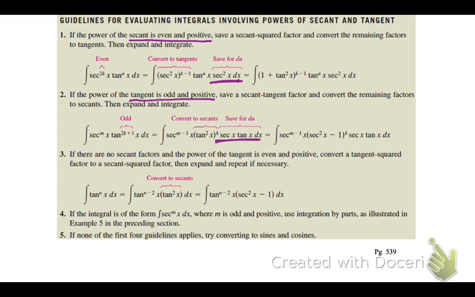If there are no secant factors and the power of tangent is even positive, convert the tangent squared factor into secant squared, then expand and repeat as necessary. So this might be something that you have to keep doing to get it to work. Okay. So again, that's on page 539.